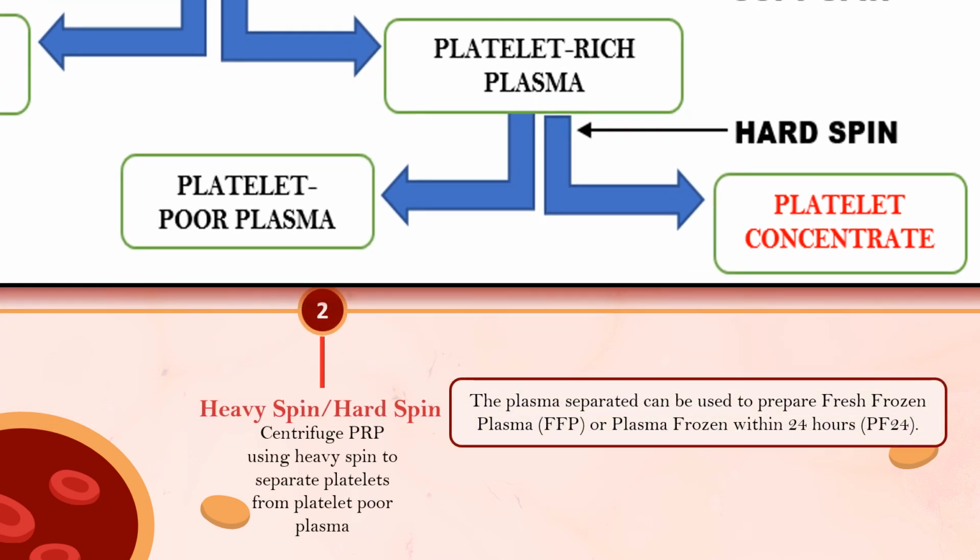Okay, and then we perform a second batch of centrifugation via hard spin or heavy spin in order to separate platelet poor plasma and harvest now your platelet concentrate. Okay, class, this platelet poor plasma can now be utilized for the preparation of another blood component, which is frozen plasma or PF24, or plasma frozen within 24 hours.